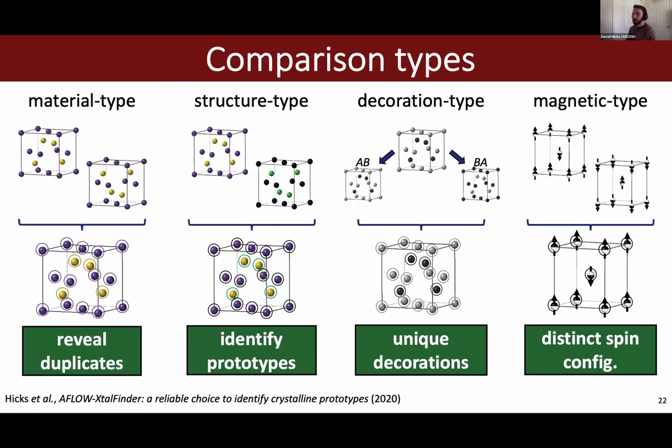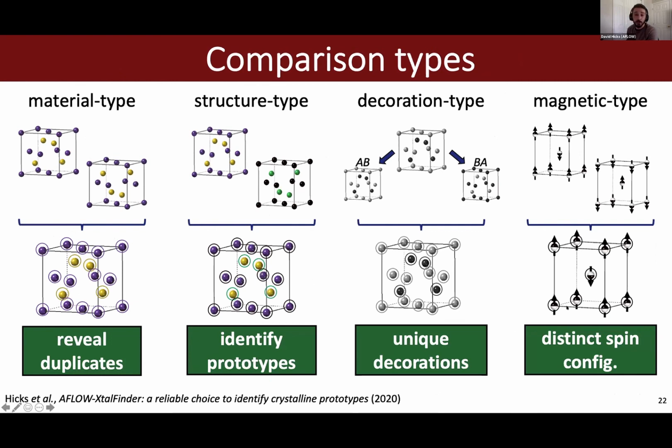There are different comparison types. If you want to compare structures based on whether or not they're decorated with the same compounds, that's a material type comparison. There's the structure type, to identify backbone structures, which ignores the elements and compares the structure. And decoration type: given this particular structure, what are the different ways that you can decorate it and still have them be distinct decorations? So that's this comparison type.